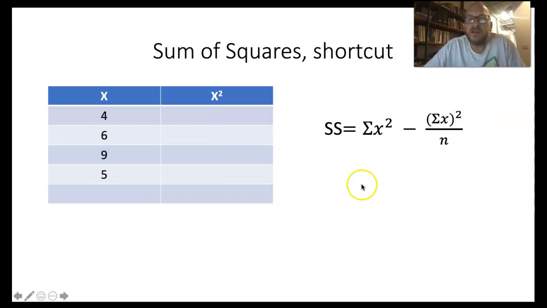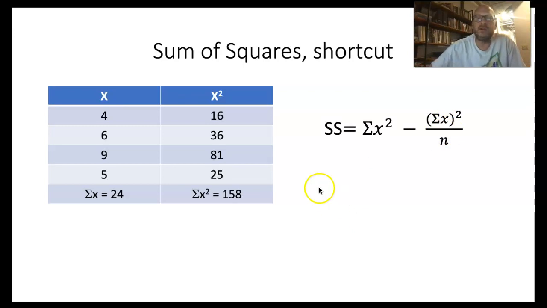So if you just take a break and look at this right here, this is a formula that allows you to get the exact same answer that you get from that prior screen, except in this case it goes a lot faster. So sums of squares, SS, is equal to the sum of the squared x's minus the sum of the x's squared divided by n.